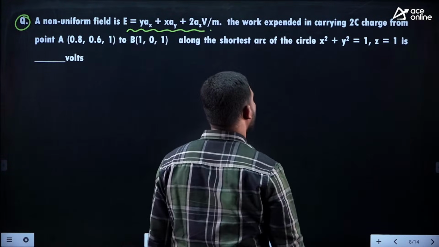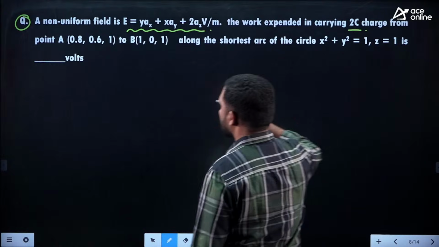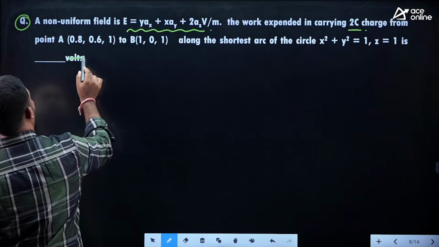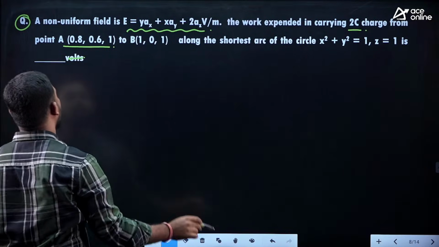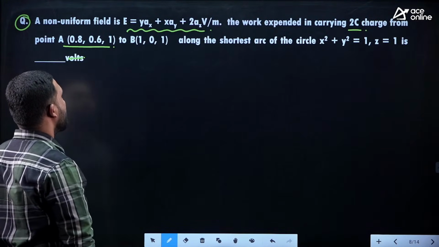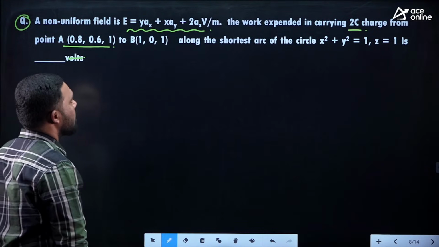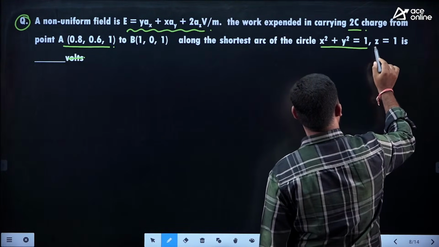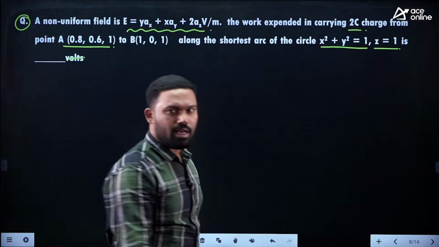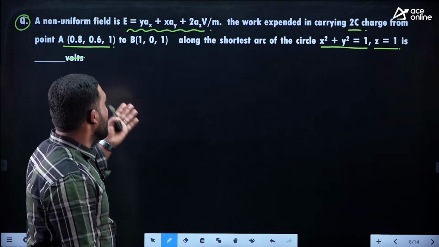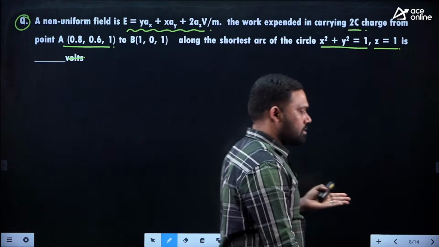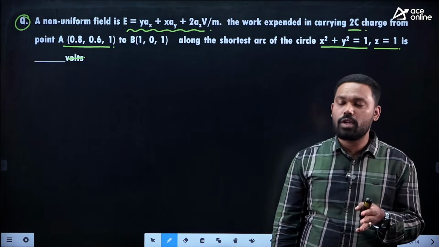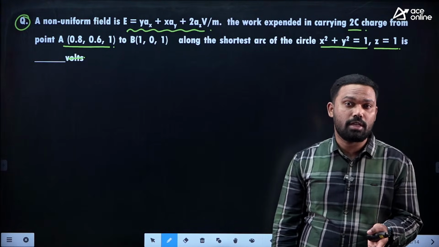The work expended in carrying 2 coulombs charge from point A (0.8, 0.6, 1) to B (1, 0, 1) along the shortest arc of the circle x square plus y square equals 1, shortest arc, and z is equal to 1. Remember, the electric field is a conservative field. The work done between the 2 points is independent of the path. It is only dependent on the location of the initial and the final point.